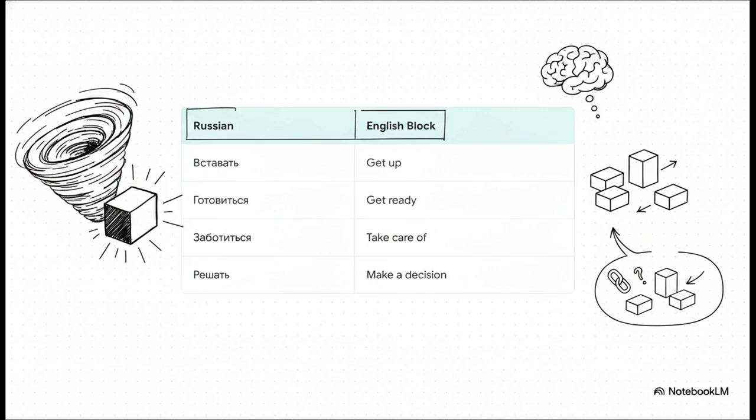In Russian, complex actions are usually captured in a single, really powerful verb, but English prefers to build an action using a block, usually just a basic verb combined with a noun or a preposition. You simply cannot translate these word for word. This is exactly why your mind tricks you into translating the single word for decide and accidentally spitting out do a decision. You have to memorize the entire English block, make a decision.